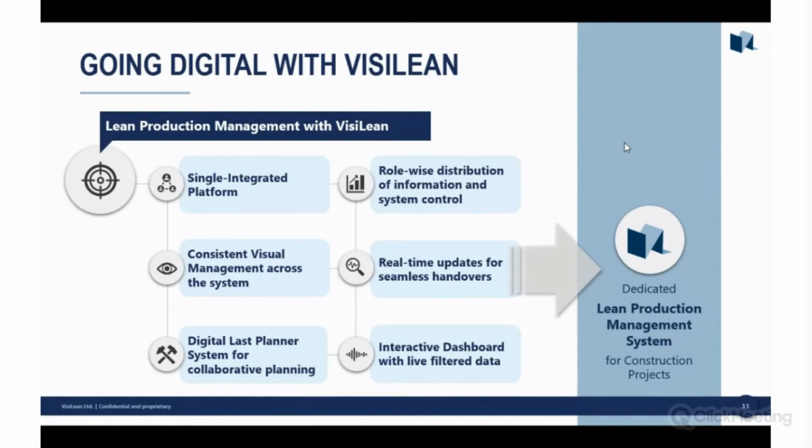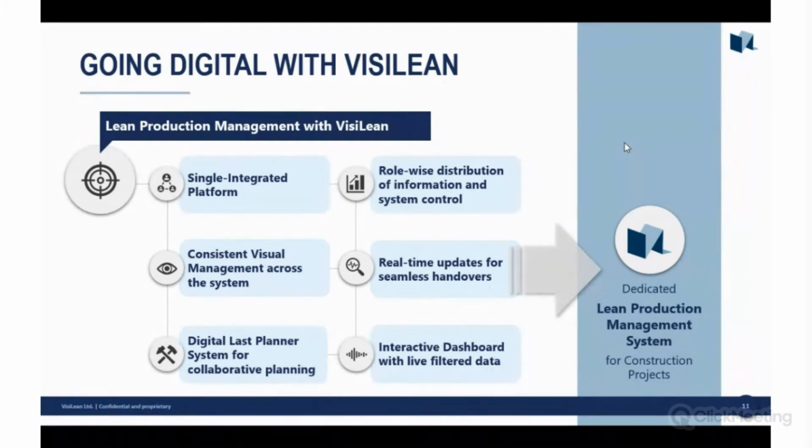Alternatively, you can just create a plan on VisiLean, which we'll come on to a bit later. We've got consistent visual management across the system. Everything in VisiLean is color coded. It's a common language that you'll be able to understand within probably 15 to 20 minutes of using VisiLean. For example, pink means something's not ready, and that's consistent throughout the whole software. So as soon as you look at a task and see it's pink, everyone will understand that it's not ready.